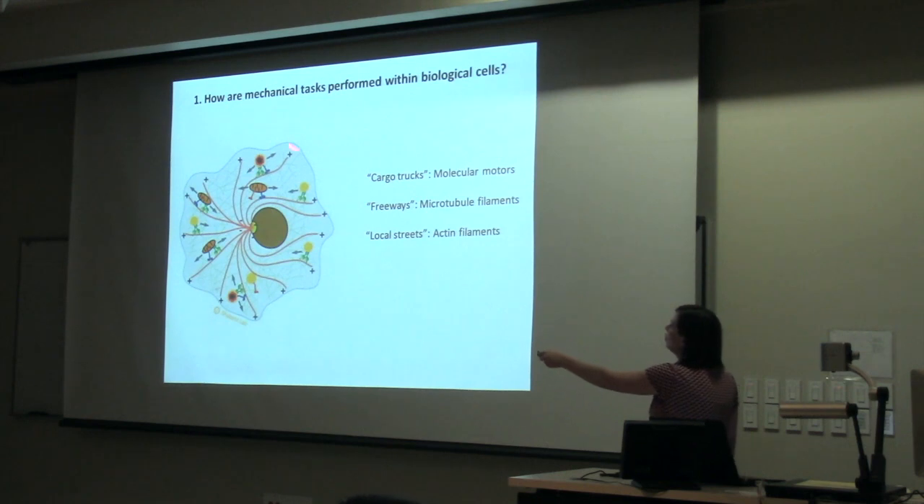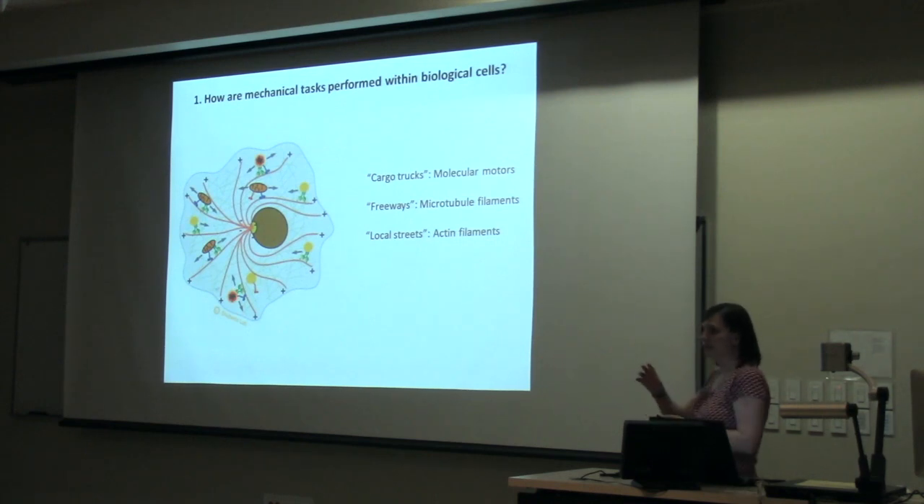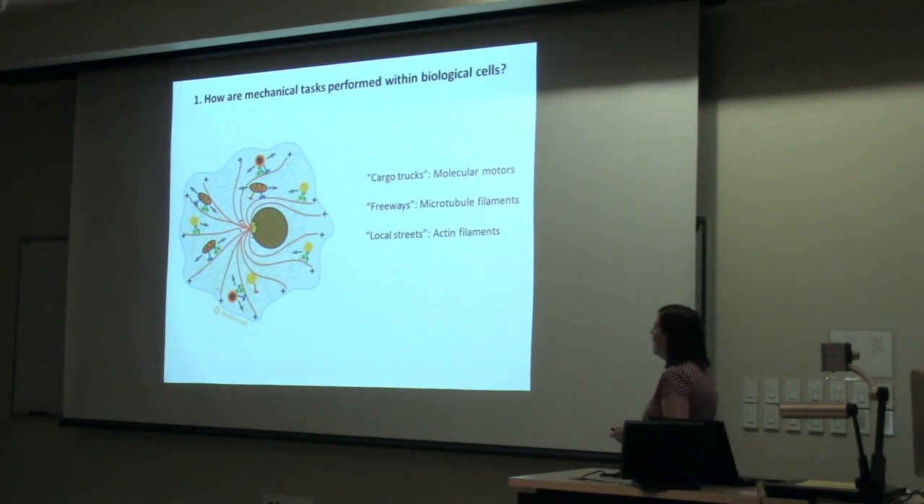We also have some short local roads, particularly toward the periphery of the cell. These are the actin filaments. For things that need to be transported shorter distances, often this happens along actin filaments. Then we have some molecules called molecular motors that are analogous to the cargo trucks in this situation. Materials that need to be moved around the cell are packaged into packages called vesicles and carried along the filaments by molecules that are designed to move toward specific directions along these filaments.